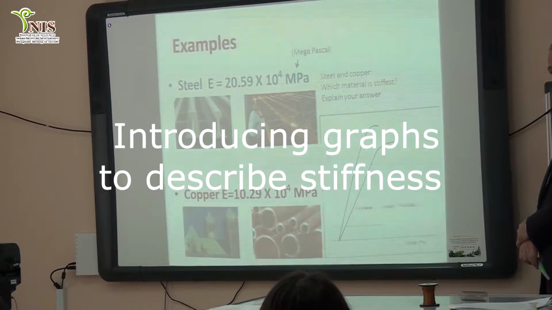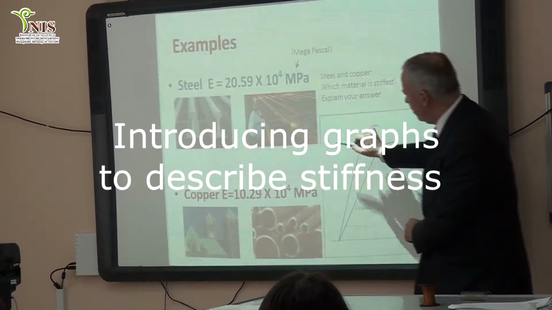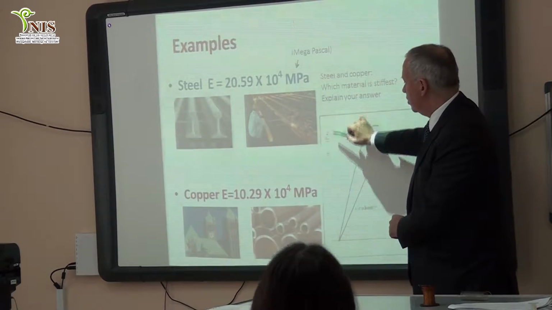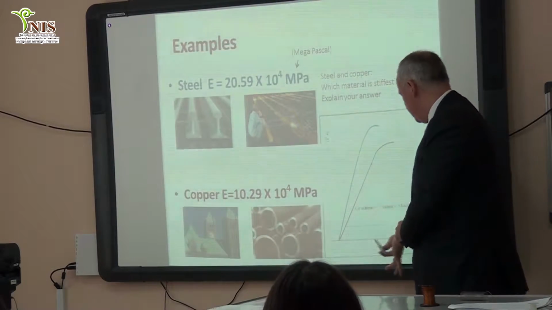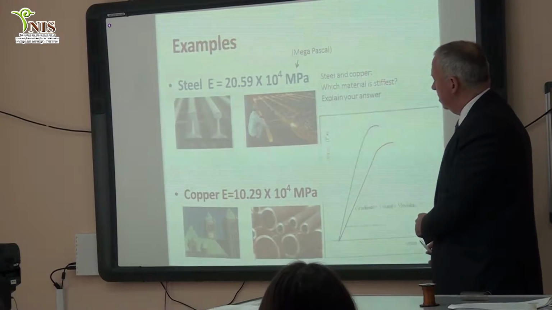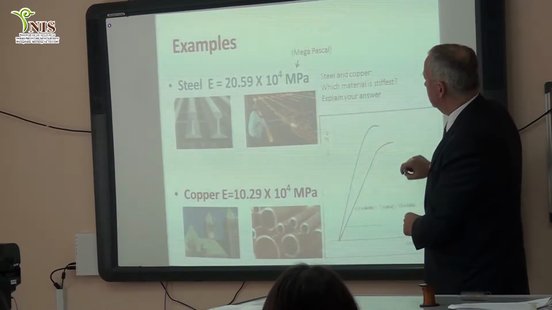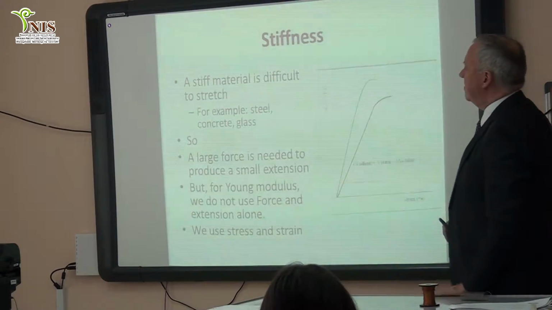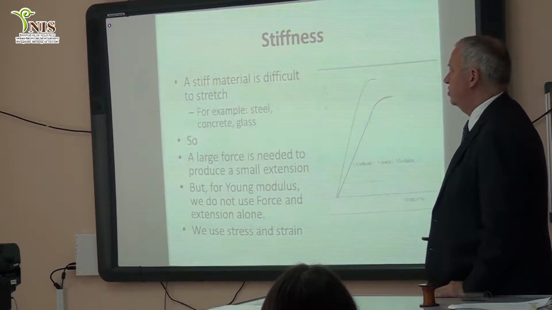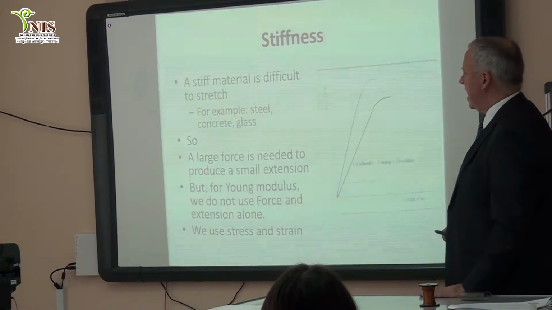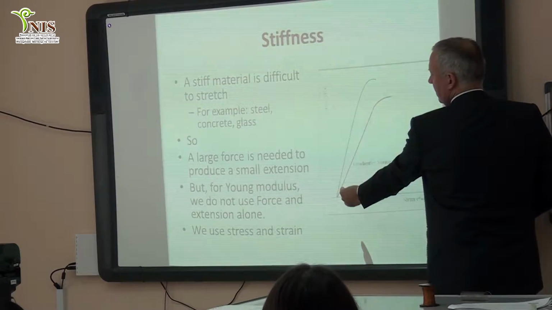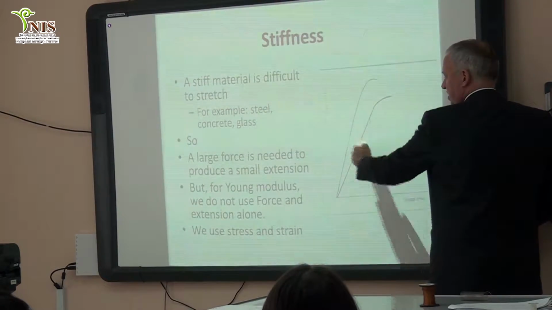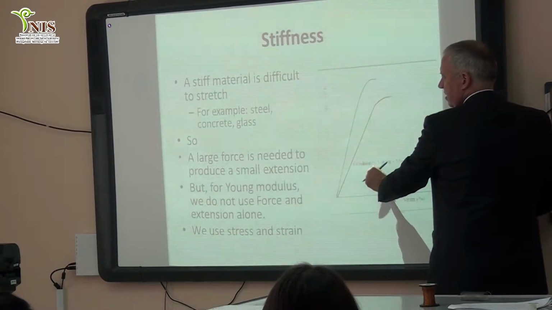Let's have a look at the axes here, which you can't see very clearly, unfortunately. The stress is here, and the strain is here. We'll talk more about those in just a second. Stiffness. A stiff material is difficult to stretch, for example steel, concrete, and glass. So that's the blue line. It's difficult to stretch, so it's going to be up here. If it's easy to stretch, it's going to be down this way.